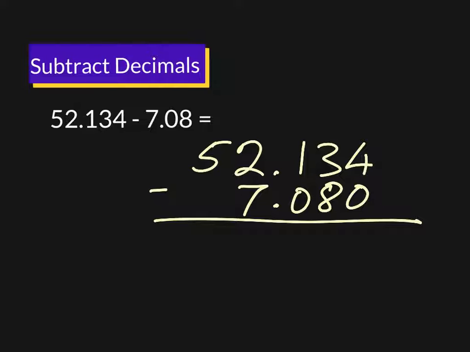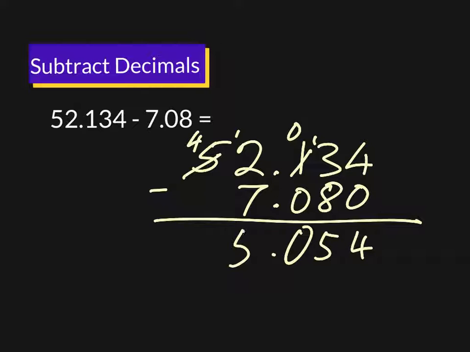Right, and now we can subtract just like we would for whole numbers. So 4 take away 0 is 4. 3 take away 8, you can't do it, so you have to borrow. So now that's a 0. 13 take away 8 is 5. 0 take away 0 is 0. Bring down the decimal point. Again, 2 take away 7, you can't do it, so that's going to become a 4. 12 take away 7 is 5. 45.054.